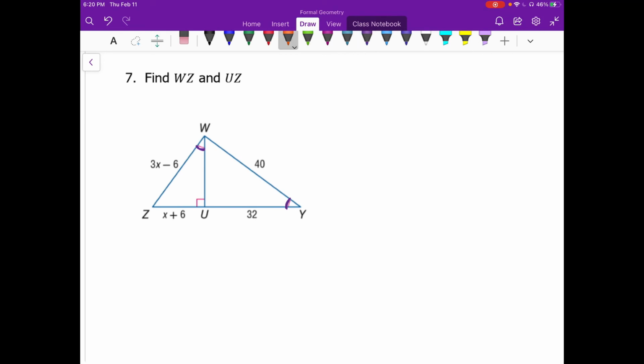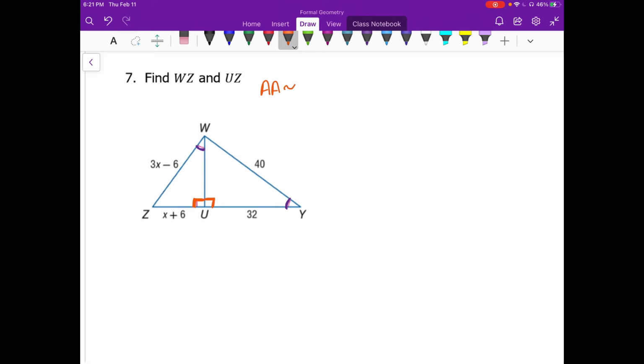And I do have another set of congruent angles. Those would be this angle, ZUW, and the one right next to it, YUW, because those are a linear pair. If one's 90, the other's 90 because they're supplementary to each other. So I've shown the triangles are similar. This would be, again, by angle-angle similarity.